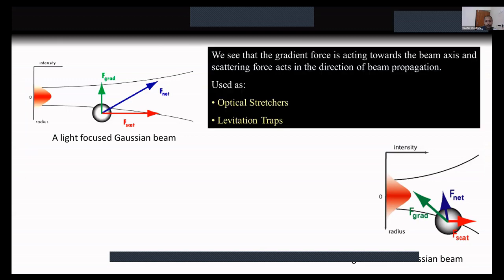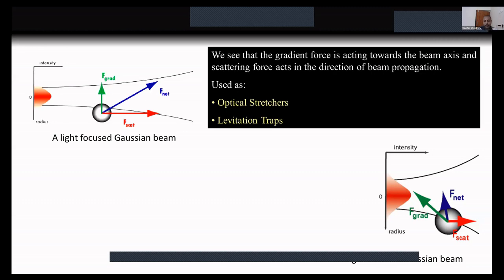One is in the case of a light focused Gaussian beam, where the gradient force is in a plane, and the scattering force is trying to push the particle out of the trap. It's in the direction of propagation of the electric field, or in the direction of pointing vectors. These kinds of traps are used as optical stretchers, where we are trying to stretch something, or levitation traps, where two counter propagating beams can actually stabilize a particle in space.